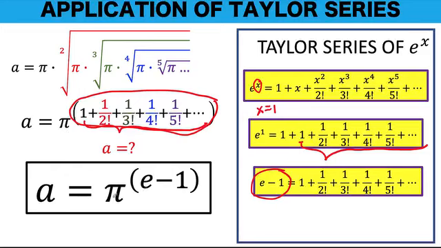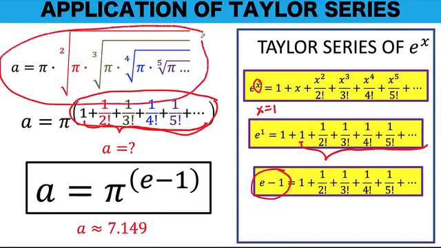Pi and e have their corresponding numerical values, and therefore we can find an approximate value of this expression, which is approximately equal to 7.149. And so, the value of this nested radical expression of pi is equal to pi raised to e minus 1, which is approximately equal to 7.149, and this problem is now solved.